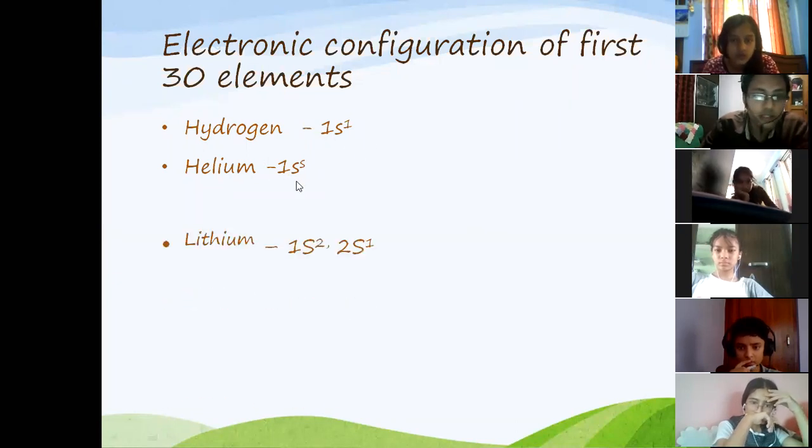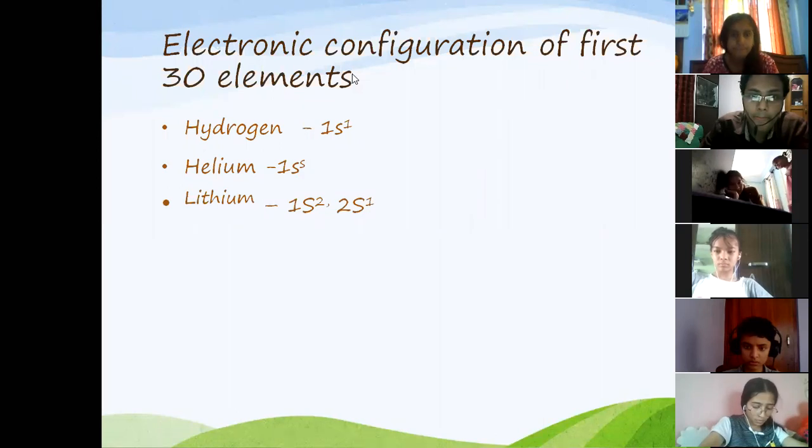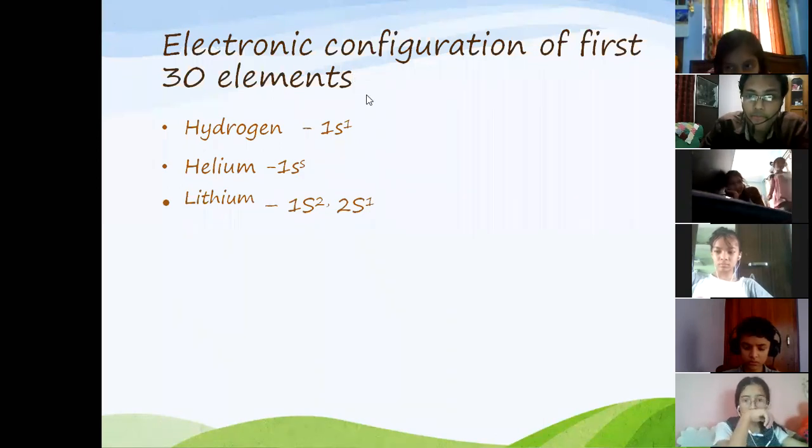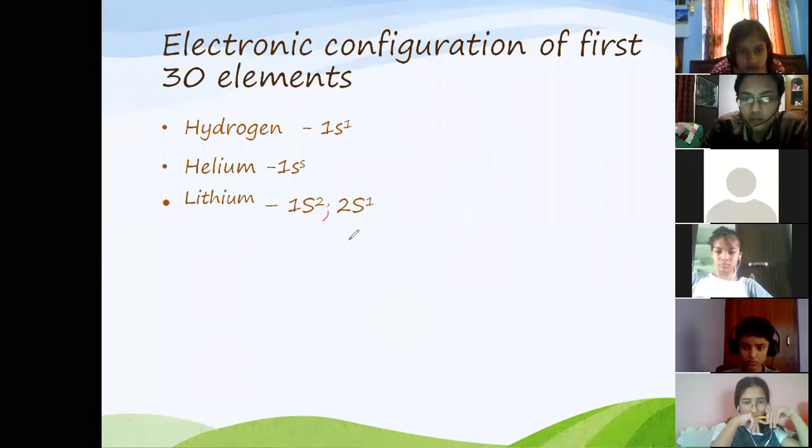Okay, now after that comes lithium. And now look at that. 1s2, comma, 2s1. Okay, this comma should be here like this. 1s2, comma, 2s1. Now 2s comes.